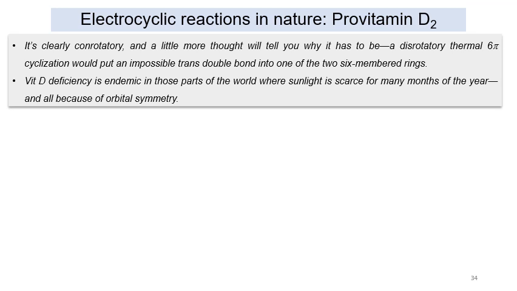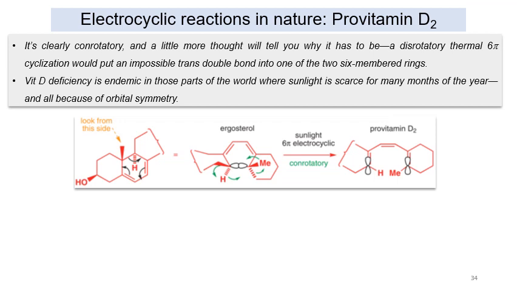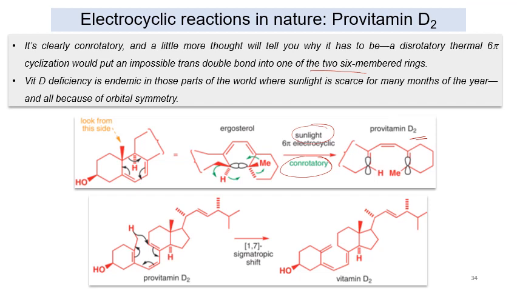Obviously the disrotatory thermal opening would be impossible because it would give you a trans double bond in one of the two ring systems. So that would not be allowed. So this is a photochemical conrotatory ring opening. Now this undergoes a conrotatory ring opening in just simple sunlight to give you provitamin D2. What does provitamin D2 do? Provitamin D2 on a 1,7 sigmatropic shift gives you vitamin D2.